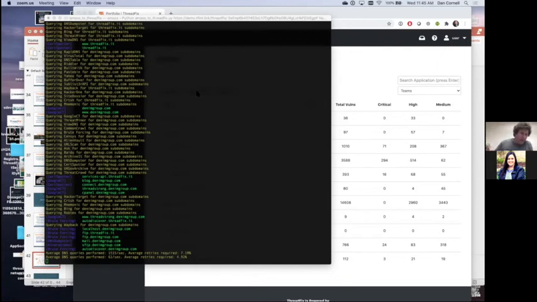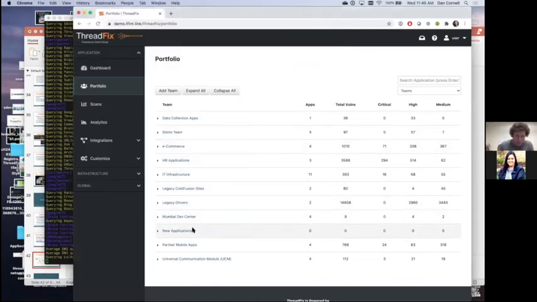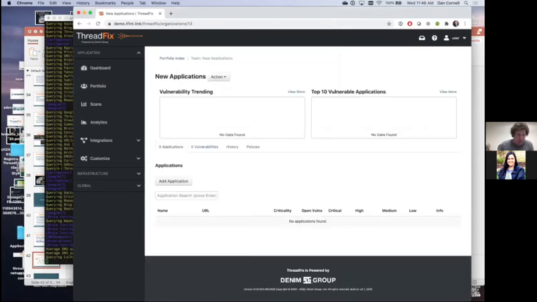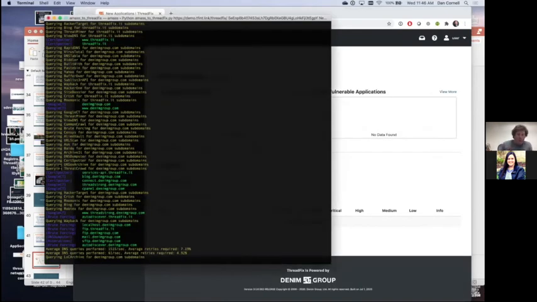We're now set. We'll let this run a little bit longer here. And what it should be doing, and I don't think it's done this yet, yeah, it waits to the end to load all the things in. What this is going to do is create an application entry in ThreadFix for all the new applications that were identified.